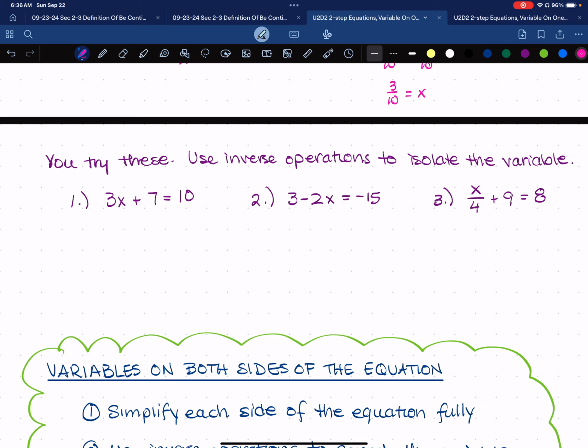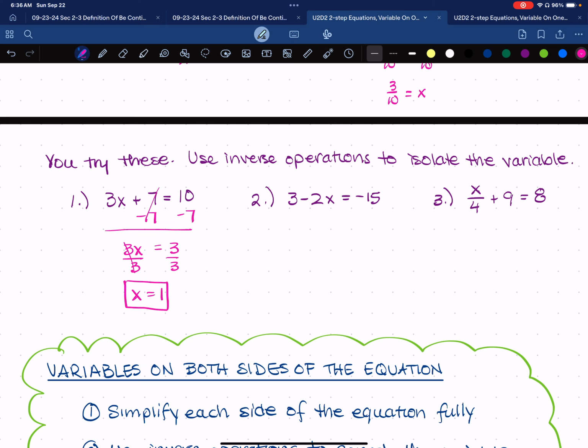We want to get the x by itself first. And so we're going to undo the addition or subtraction first. We want to turn that +7 into a 0 by subtracting 7. That turns into 0. We have 3x on the left, and 10 minus 7 is 3. Now we have multiplication. We're going to undo with division, and 3 divided by 3 is 1, which is what we were looking for. And then over here, 3 divided by 3 is also 1, and there's our answer.